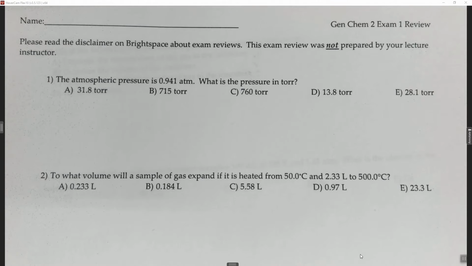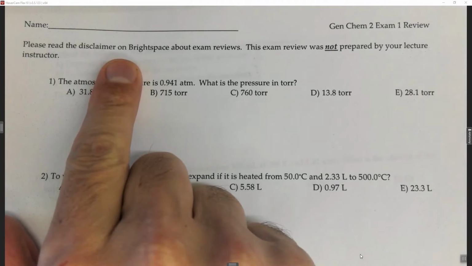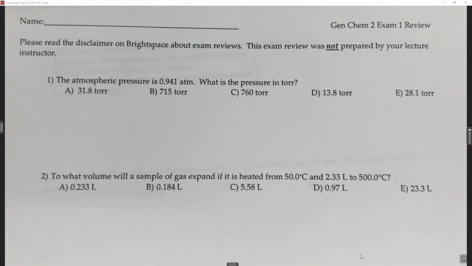I'm going to go over some practice problems for chapter 9, but I do want to let you know about the disclaimer first, okay? Please read the disclaimer on Brightspace, but the gist of it is this exam review was not prepared by your lecture instructor. This exam review was prepared by Jesse and I. So we made the exam review. This is Colin. I'm going to make this video, but the faculty instructors have not seen this, okay?